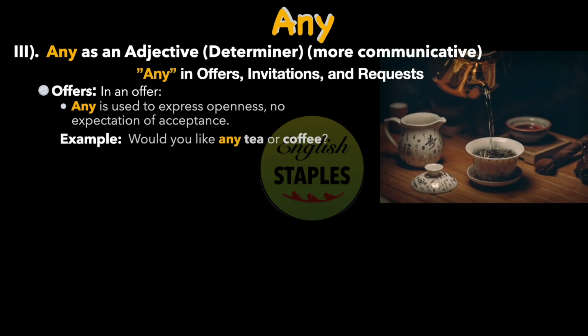Example, would you like any tea or coffee? You don't expect a yes answer. And we'll look at that a little bit closer later. Let me know if you need any help. So the person will say, yes, I will need some help, or maybe just never accept your offer. When we use any in this context, there is no expectation that I accept your offer.